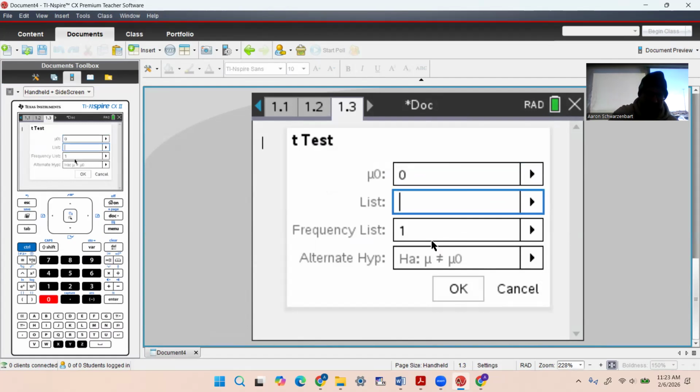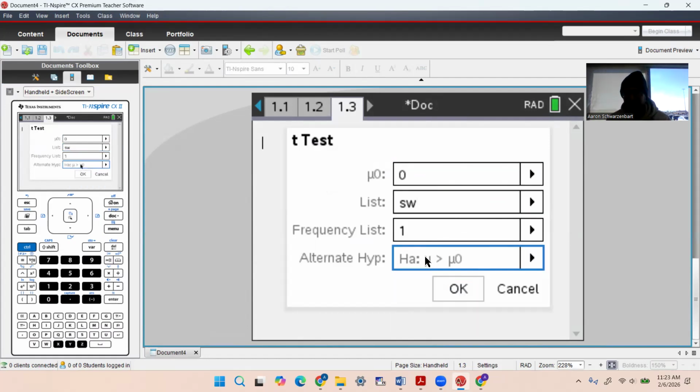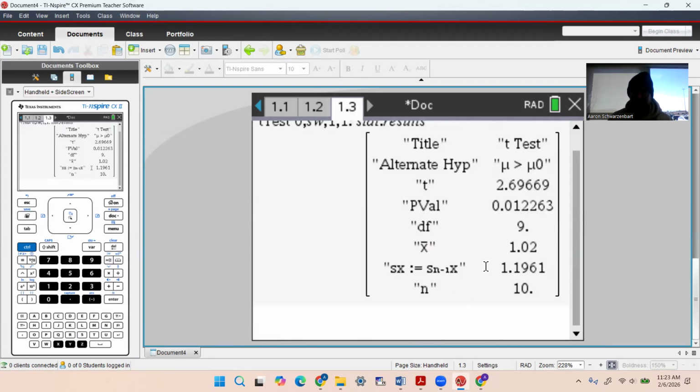My list was SW. My alternative hypothesis was mu is greater than mu naught, which was 0. So I'm comparing mu naught to what I entered for the list. I hit enter. It gives me wonderful things that I should write out.